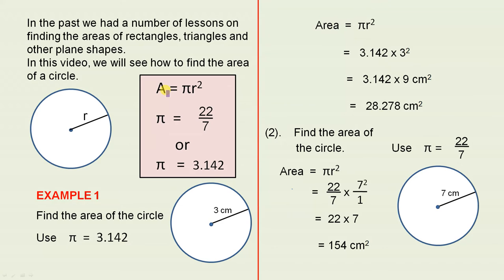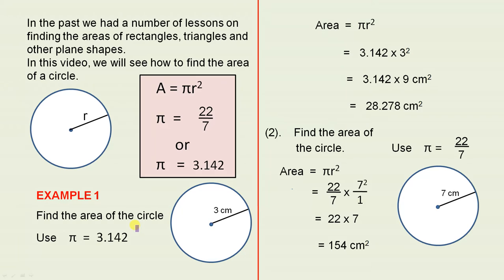The famous formula that we use is area equals pi r squared, and we saw in a previous video that two values, 22/7 and 3.142, we can use either of those values as approximations to pi. Pi is a very famous number which has no exact rational value, but we can use either of those as an approximation. So let's look at the first example.